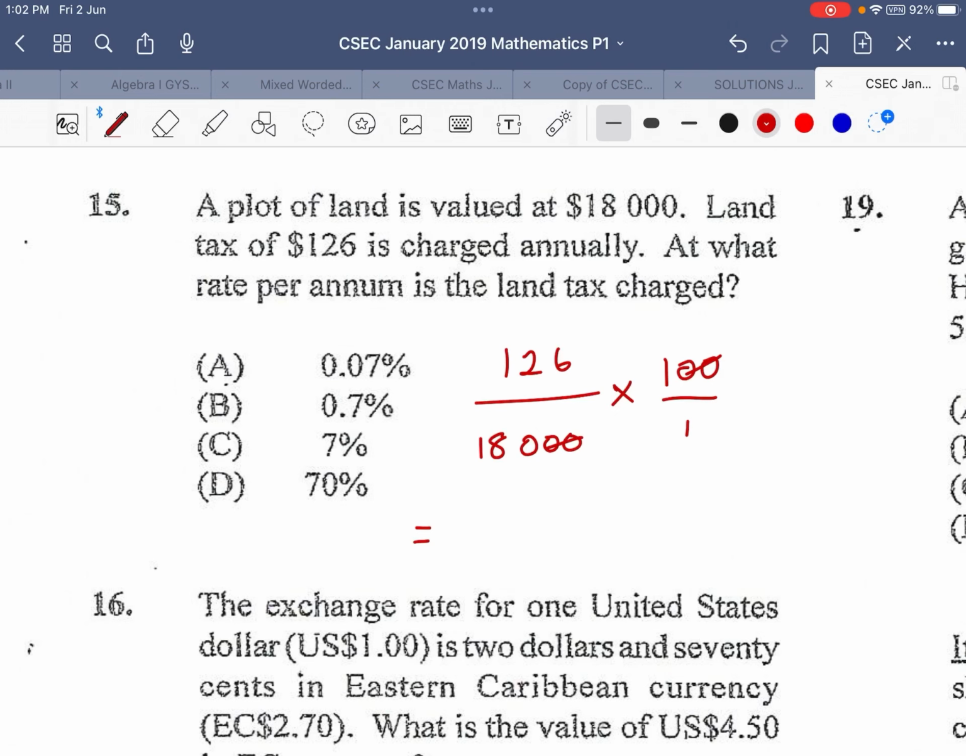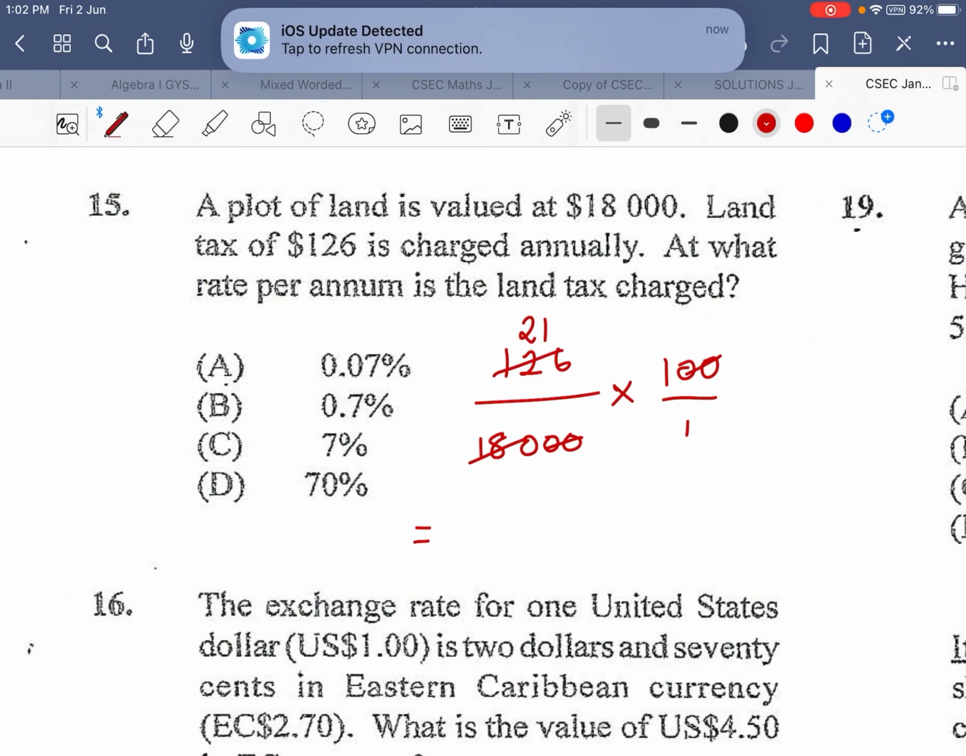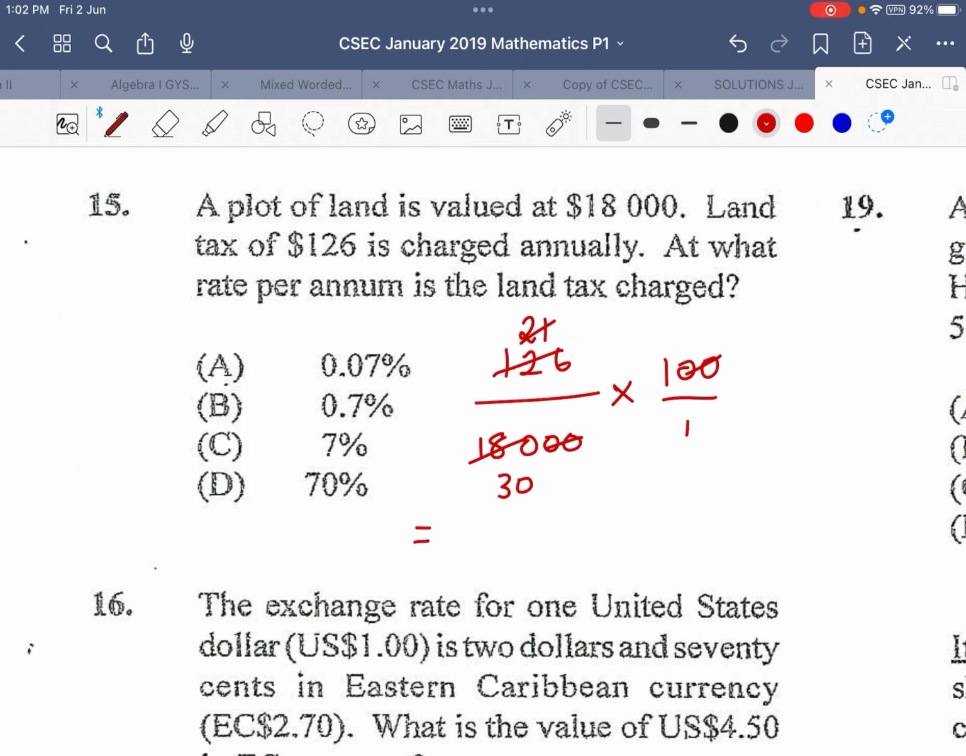So I believe we'll be able to divide these by 6. So 6 into 126 is 21, and 6 into 180 is 30. So again, we have 21 over 30. 3 into 21 is 7, 3 into 30 is 10. So that's 7 over 10, right?